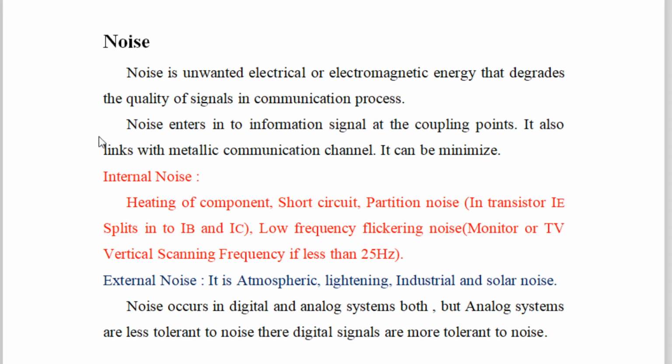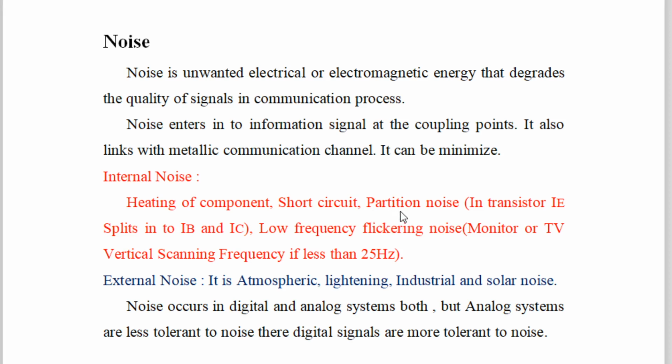Now, noise is basically classified into two types: internal noise and external noise. What is internal noise? Suppose you are using a communication channel made of copper, and due to the heating of the copper, because you pass an electrical signal and a heating process takes place, the heating of the cable takes place. That is called internal noise. Then shot noise. Sometimes a short circuit is there. That is the shot noise.